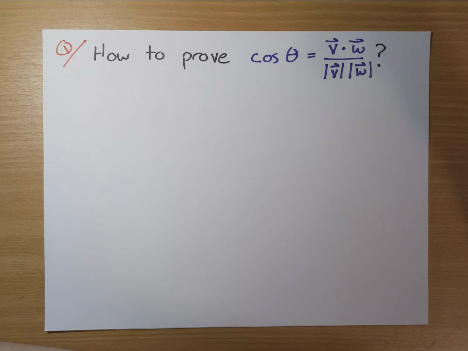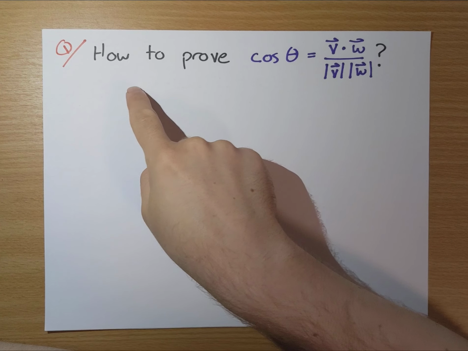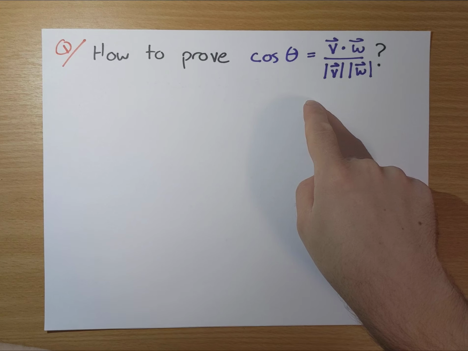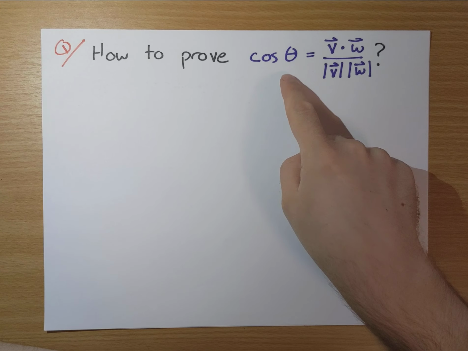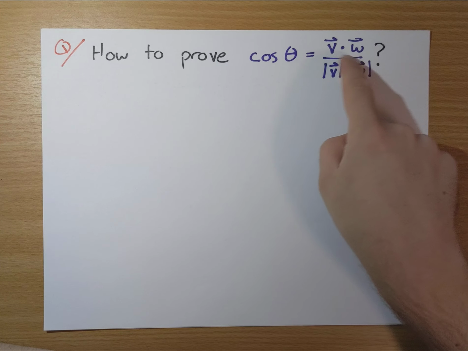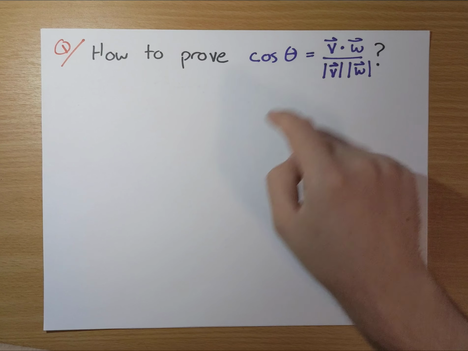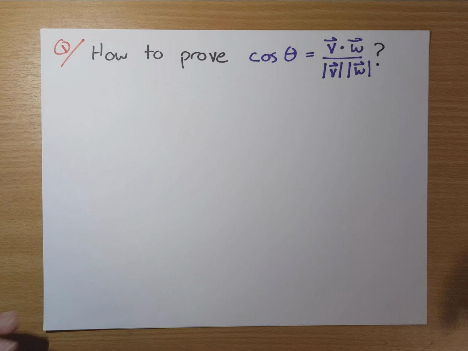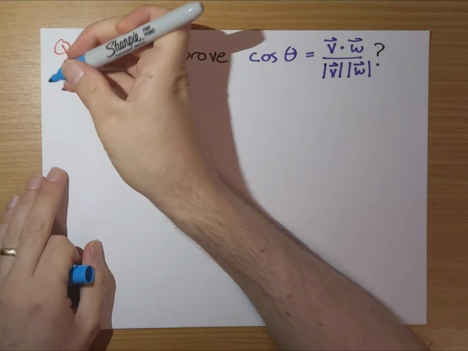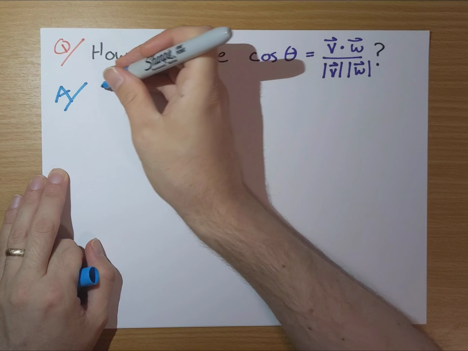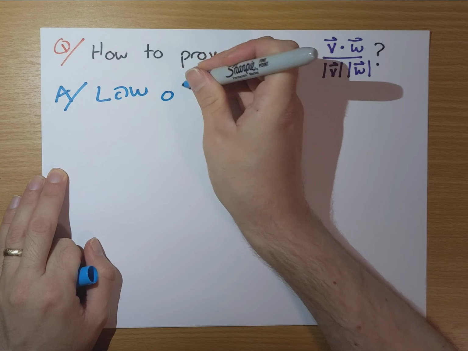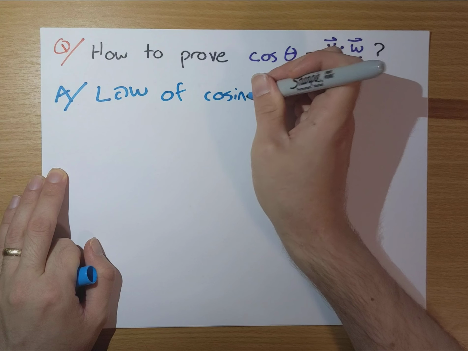As promised in an earlier video, let's go ahead and prove this formula that relates together the angle between two vectors and the dot product between them. So how do we actually prove it? The answer here is going to be the law of cosines.